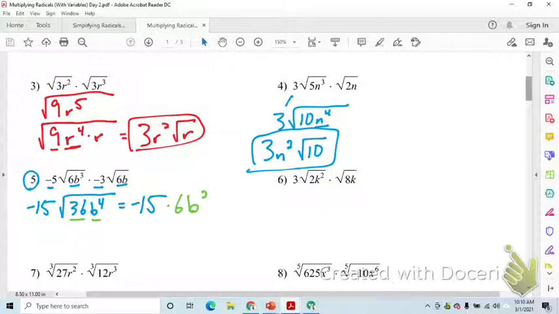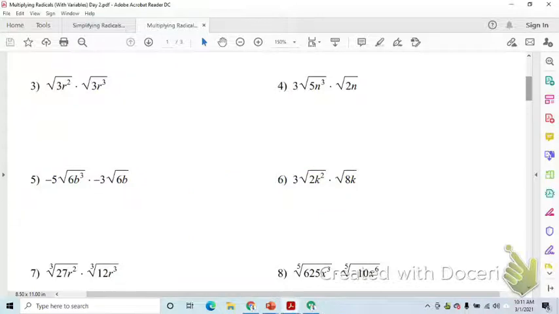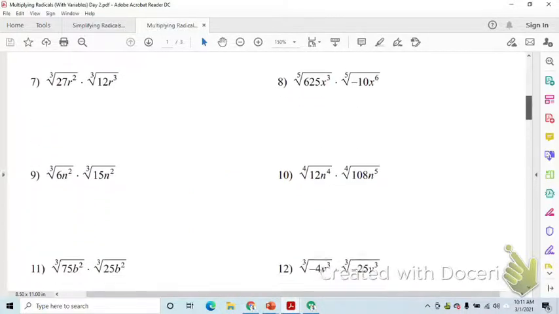So, one thing left to do. What is negative 15 times 6? That'll be negative 90 b squared. And that's that. All right, you can probably do number 6 on your own. So I'm going to scroll down.